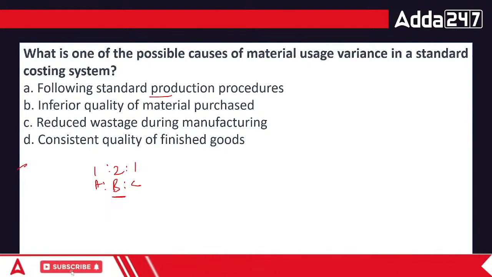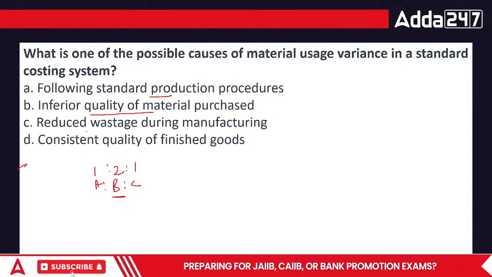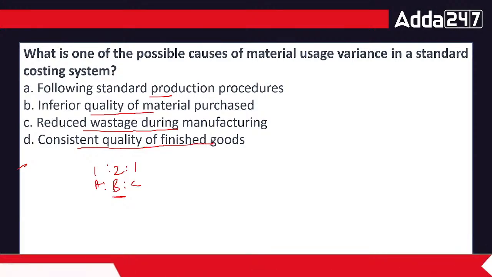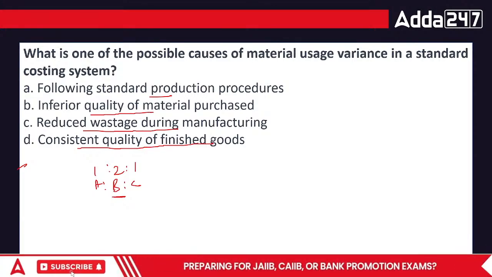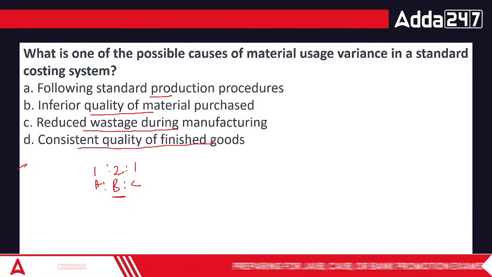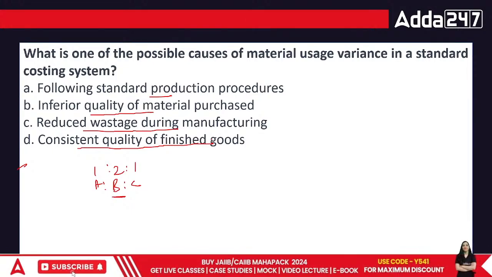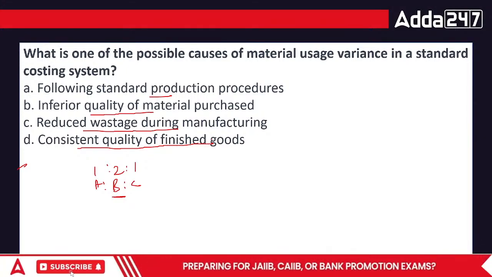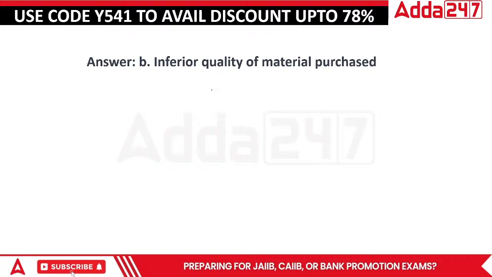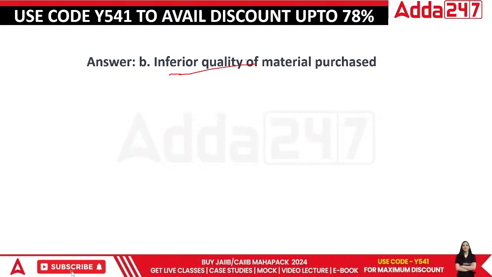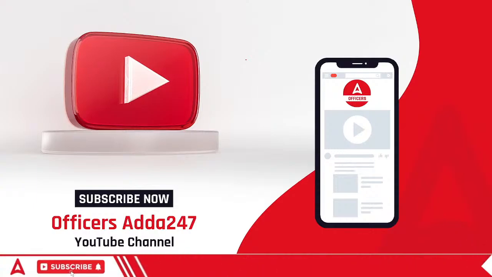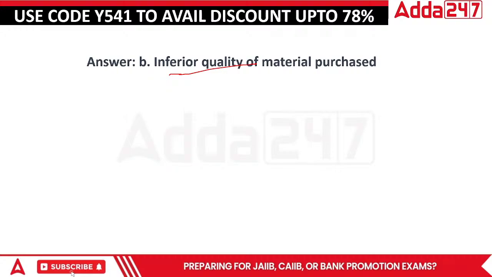Following standard production procedure, inferior quality of material purchase, reduced wastage during manufacturing, consistent quality of finished goods. Material usage is basically when we change that particular point. We are not following this procedure. We are not even reducing the wastage. Inferior quality of material: if we purchase one of the materials which is inferior, then we would be compensating with others. That will cause the problem, and this is one particular thing where the product will change.